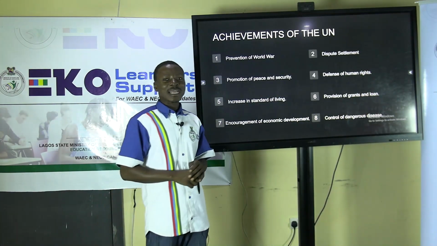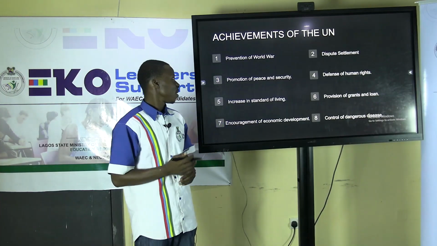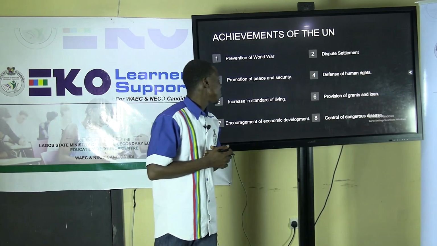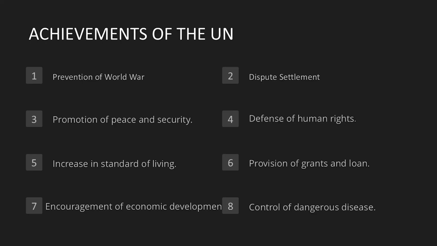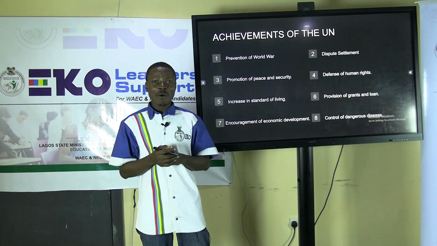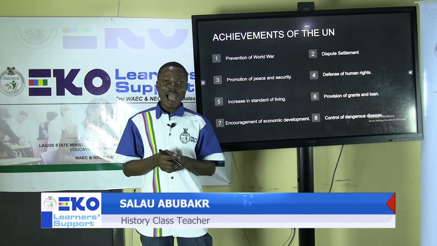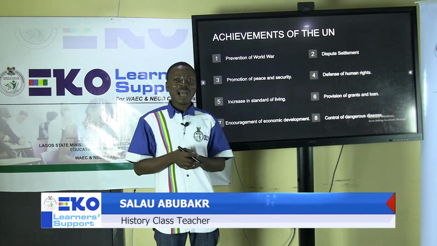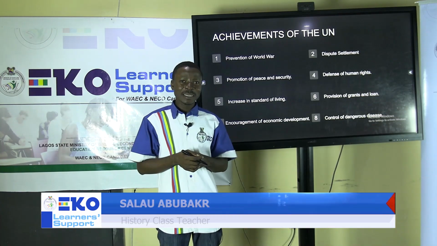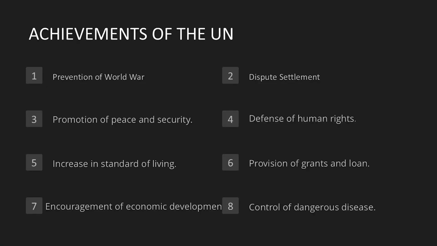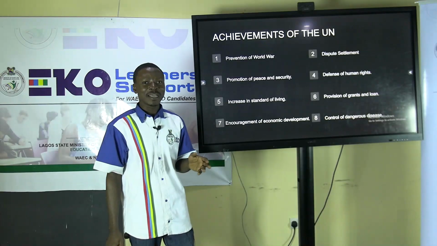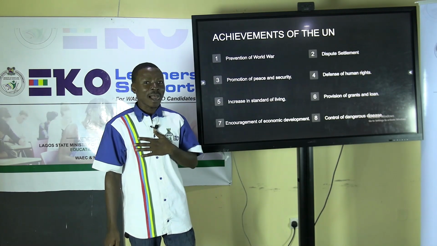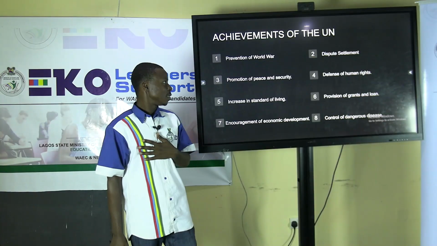Now we'll be looking at the achievements of the United Nations. The first achievement of the United Nations is prevention of world war. Up till today, after the Second World War, no other war as devastating and on the scale of the Second World War has happened again in the world. Kudos will be given to the United Nations for making sure that it prevents the outbreak of another war that is global in nature.